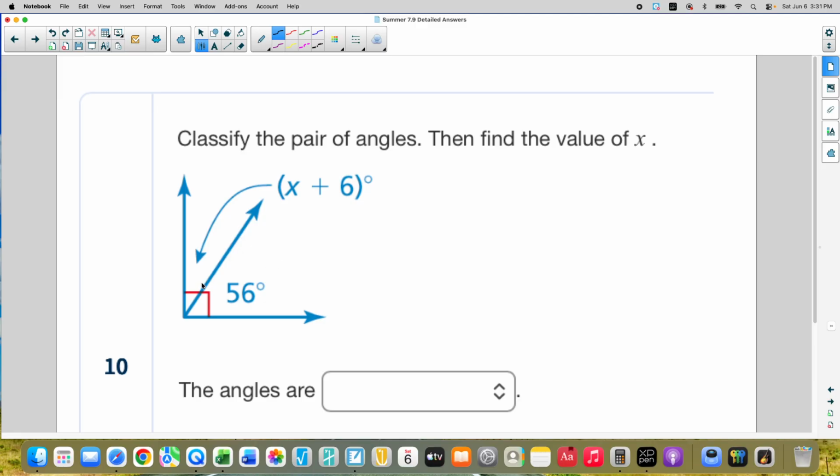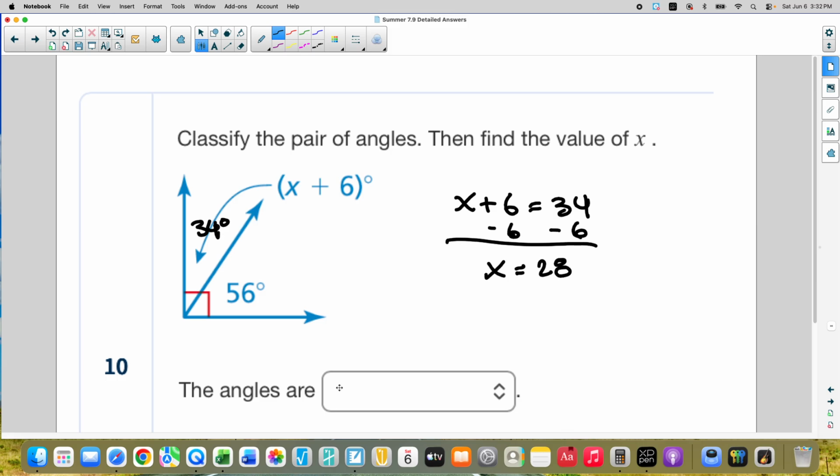Classify the pair of angles. So here we have two that equal 90. So these are considered complementary angles. And we'll take the little shortcut here. Since it adds up to 90, this has to equal 34 degrees, right? 34 plus 56 makes 90. So this angle, x plus 6, must equal 34. We'll subtract 6. X equals 28.